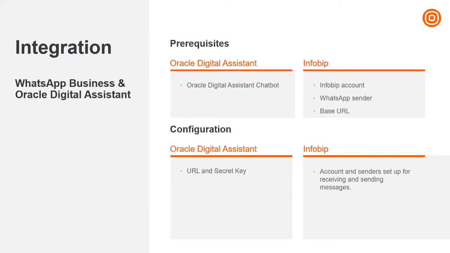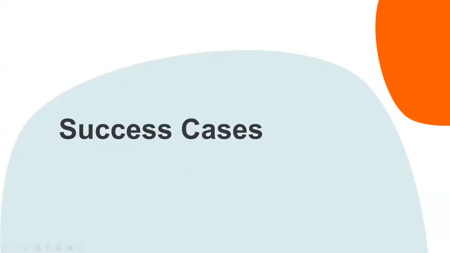Integration enablement is very simple. On the Infobip side, we must have the Infobip account and a WhatsApp sender already set up for use. We will provide the base URL and the account ready to set for incoming and outgoing messages. And on the Oracle side, we just need to have the Oracle Digital Assistant chatbot enabled, and the URL and secret key.